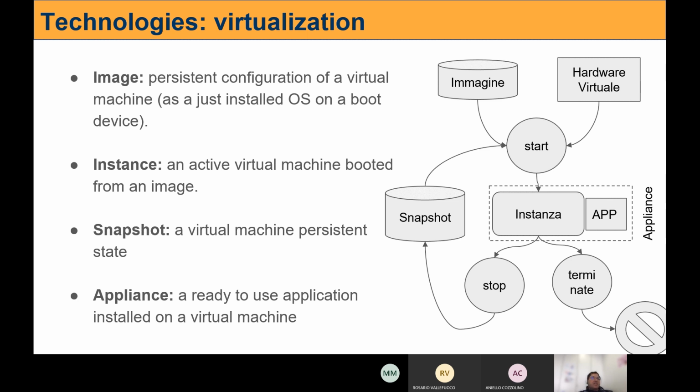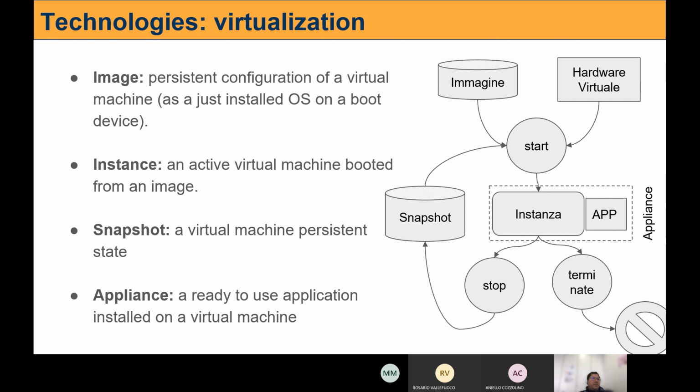On the other side, we have instances. An instance is an active virtual machine booted from an image. Of course, you could have only one image and boot many instances from this image. Each instance could be configured in a different way, but each instance could also be exactly the same, for scalability or even for trust. For example, imagine services that could be executed an odd number of times to be sure that the result is consistent.